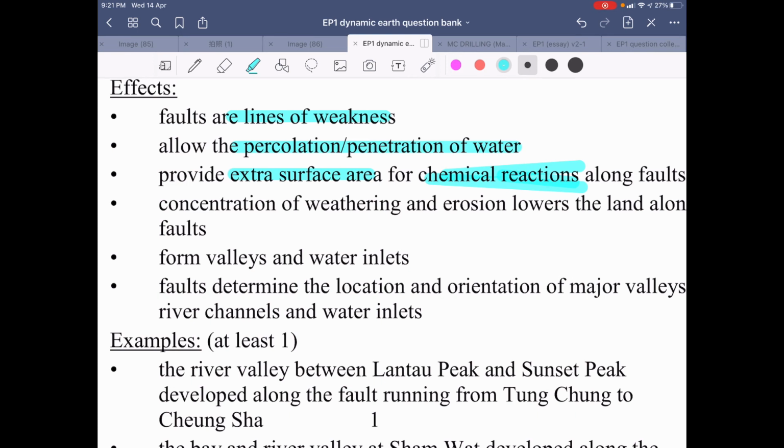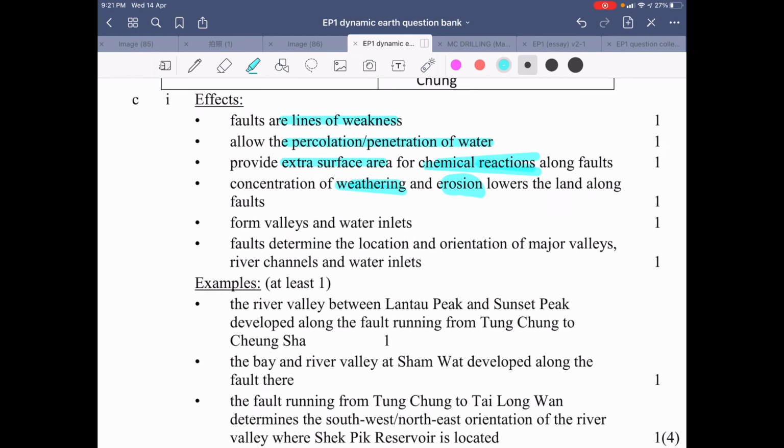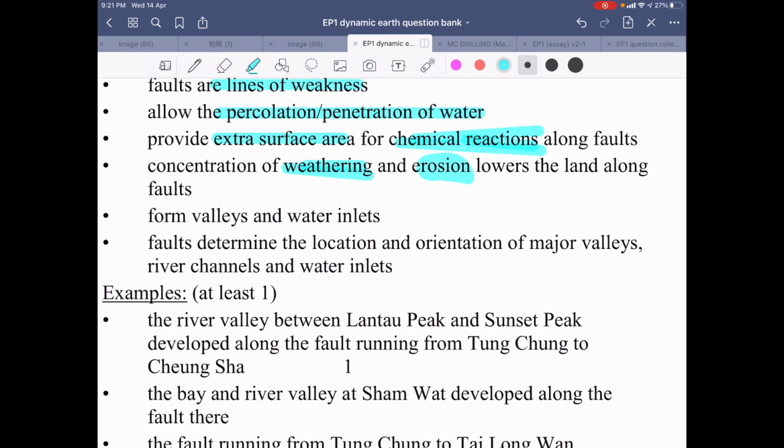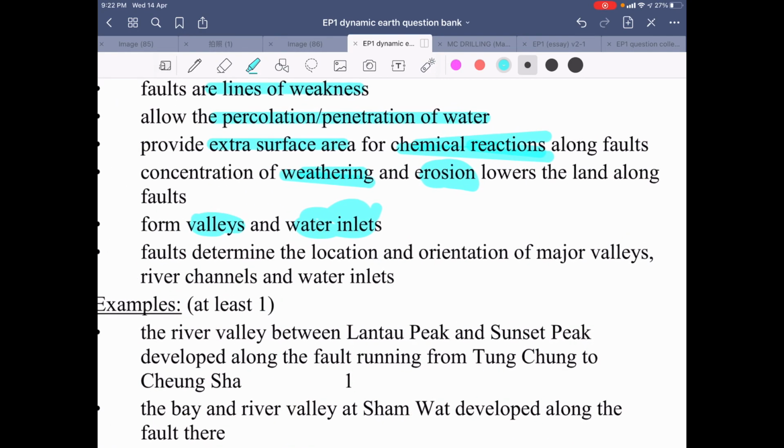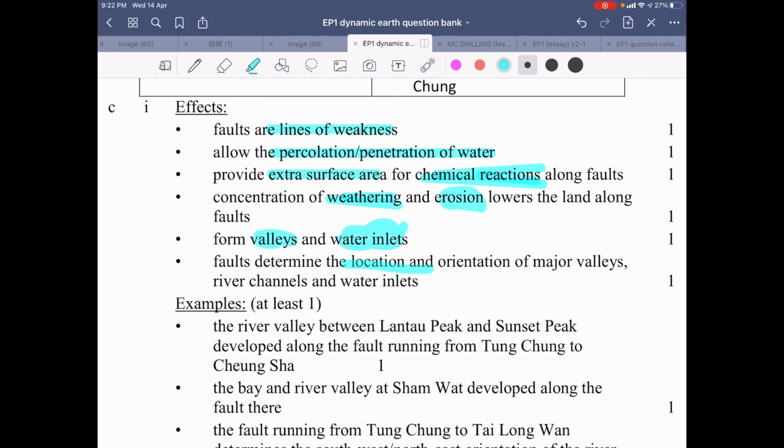And then there will be a lot of concentrated erosion, since there's a lot of water penetrating along the faults and forming many valleys and also water inlets, just like Tolo Harbour. It also determines the location and orientation of major valleys, just like the Shing Mun Valley I've introduced, and river channels. You may know the Shing Mun River is flowing along the Sha Tin Valley, and also the water inlet, which includes Tolo Harbour.